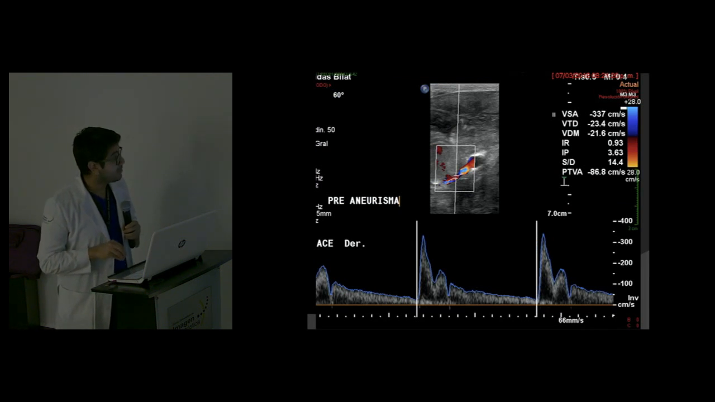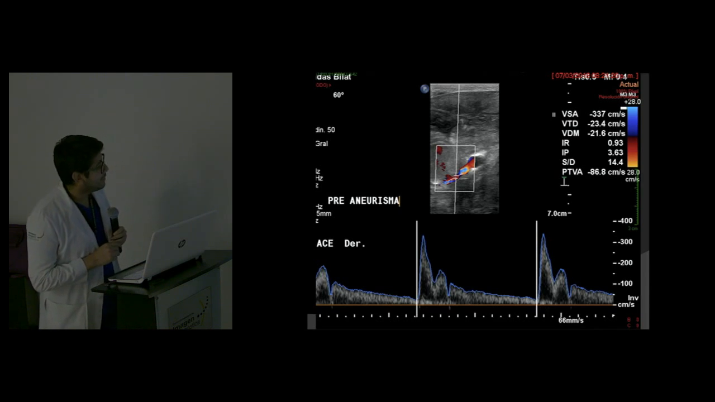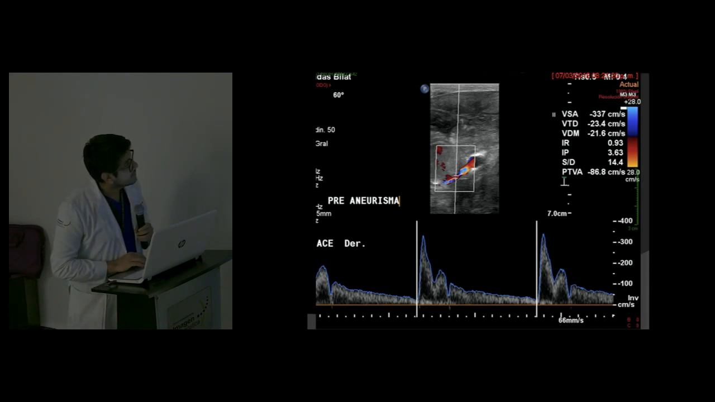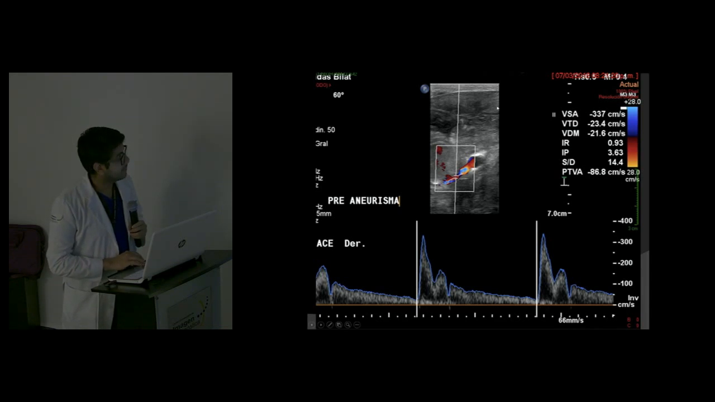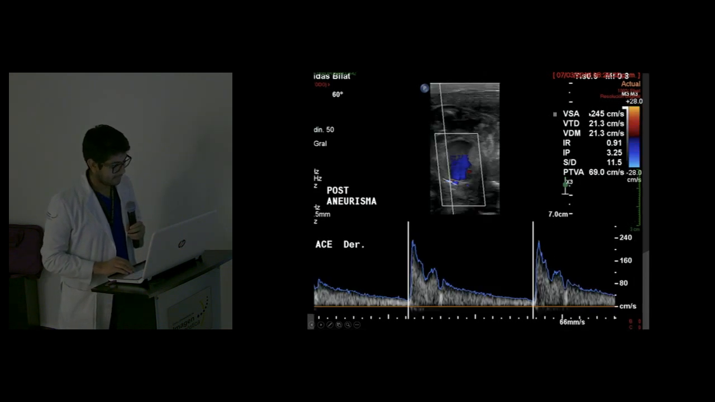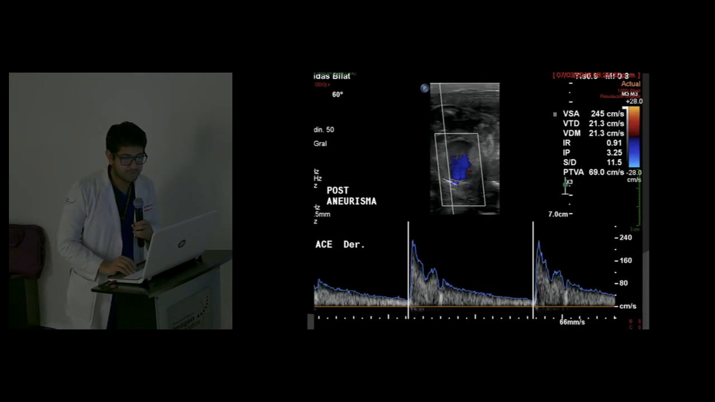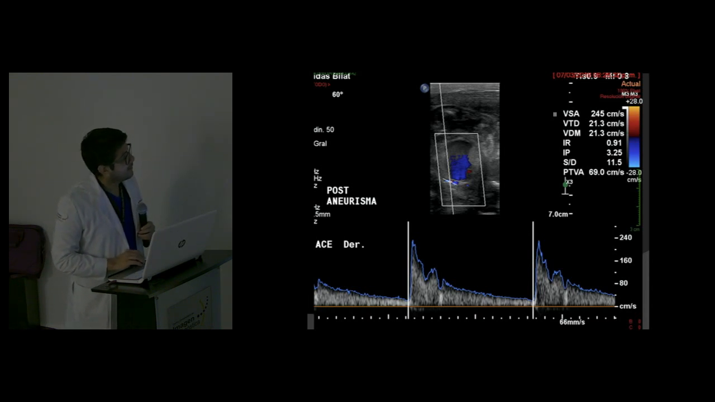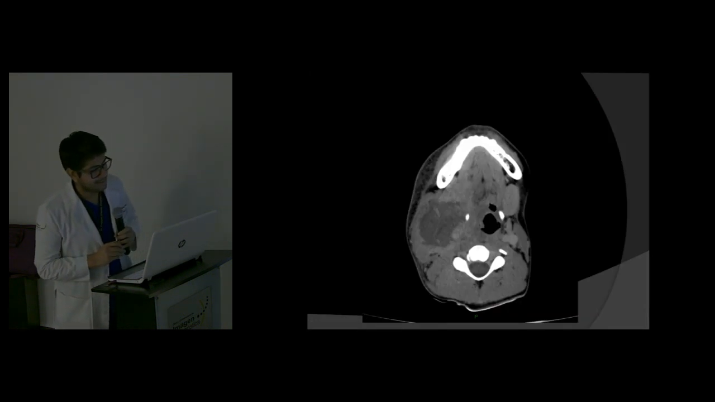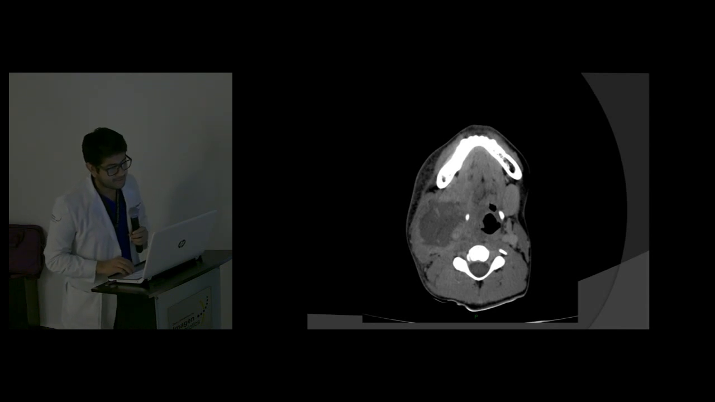Before, in the pseudoaneurysm, the velocity was high, as you can see in this image. Okay, in the pseudoaneurysm with systolic velocity approximately 245. Okay. And axial and coronal CT showed an abscess of the size assessed by the previous ultrasound, as you can see in this image.